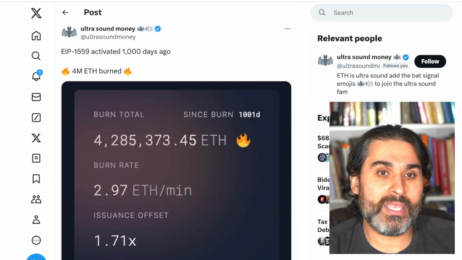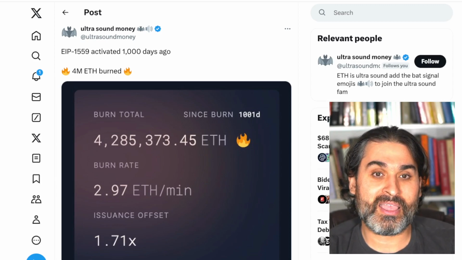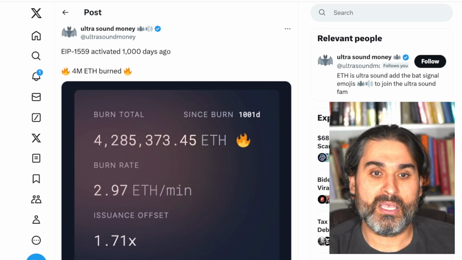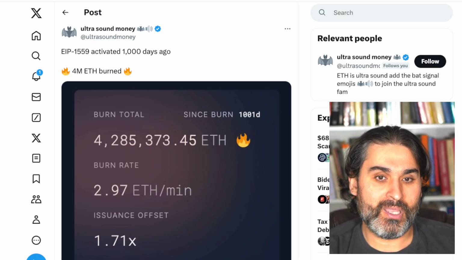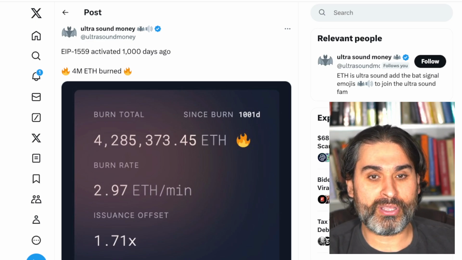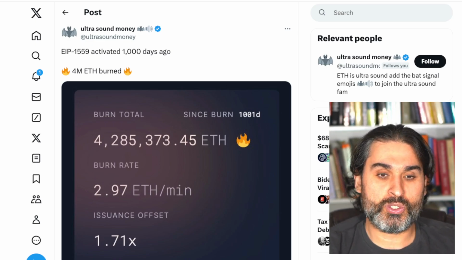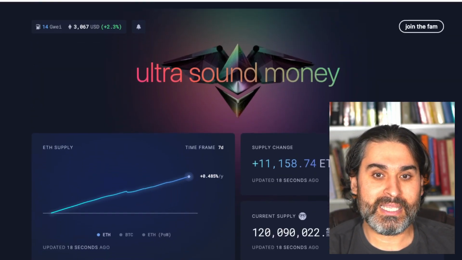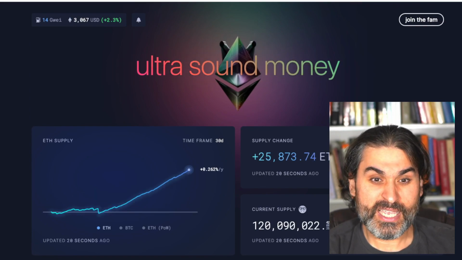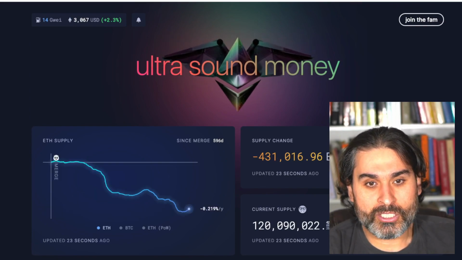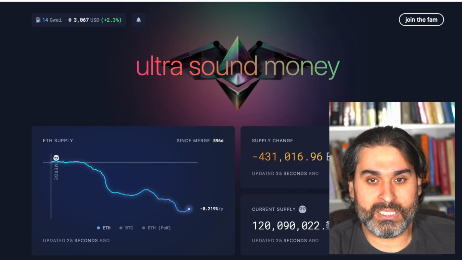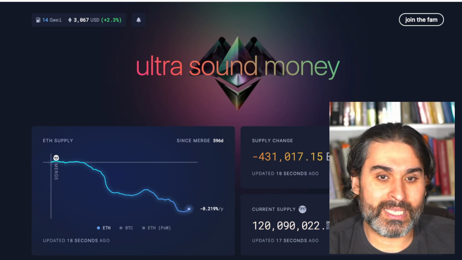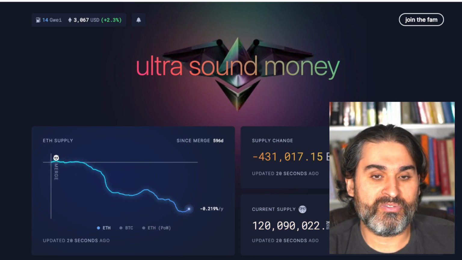Okay, EIP 1559 went live 1,000 days ago, and in that time it burned 4.2 million ETH, which is actually amazing. And the burn rate was equivalent to 3 ETH per minute, and it offset issuance by 1.7x. Now, if we have a look at Ultrasound Money, we can see that recently ETH has been inflationary again. I mean, that's okay. It's just different gas markets. The way it works is, right now we're in a low gas demand period, and normally those periods don't last too long before we start burning again.